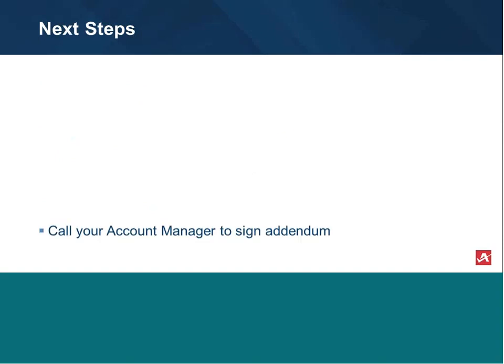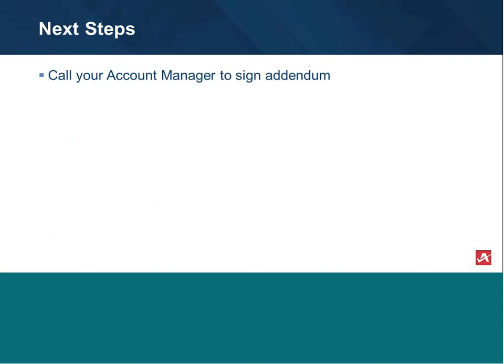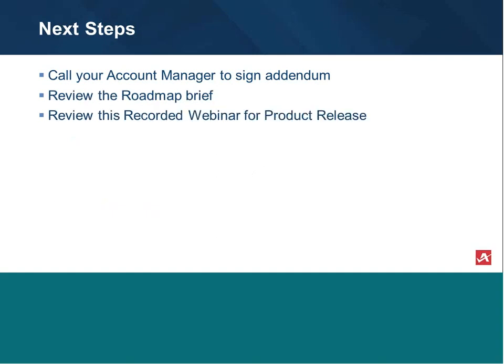Okay, so some next steps. Very simply, if you're interested in Workplace Server, which I hope all of you are, it will add a lot of value and help you to better serve your clients. Call your account manager May 5th, have a look at the addendum and get that signed, and you'll be on your way. Definitely look at that roadmap brief. There are some nice details and reminders in there about the features, the functionality, the benefits to you, and the benefits to your client.